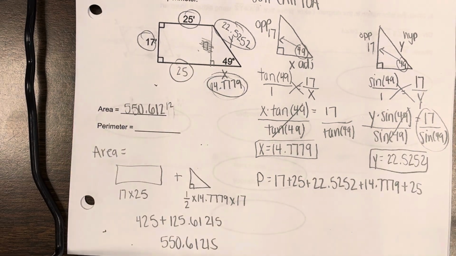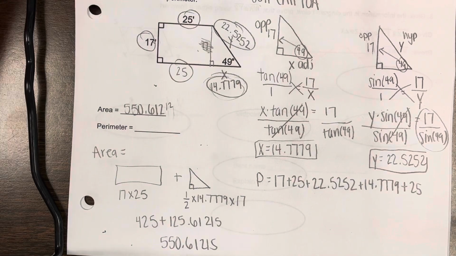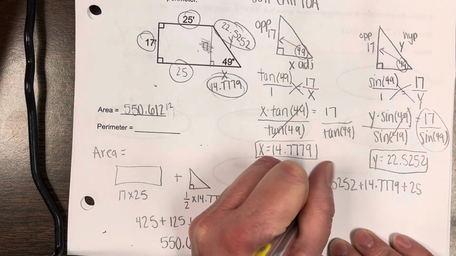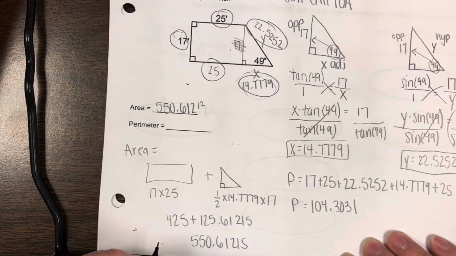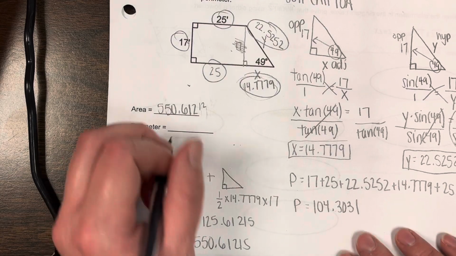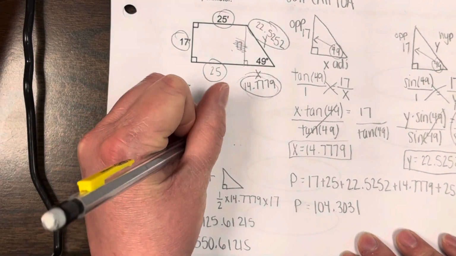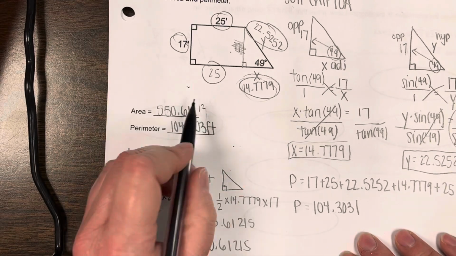So I'm going to add all those together, and you get 17 plus 25 plus 22.5252 plus 14.7779 plus 25. And then this is all what comes out of the calculator, 104.3031. So I'm going to write 104.303 feet. And then you can also just write the dash.